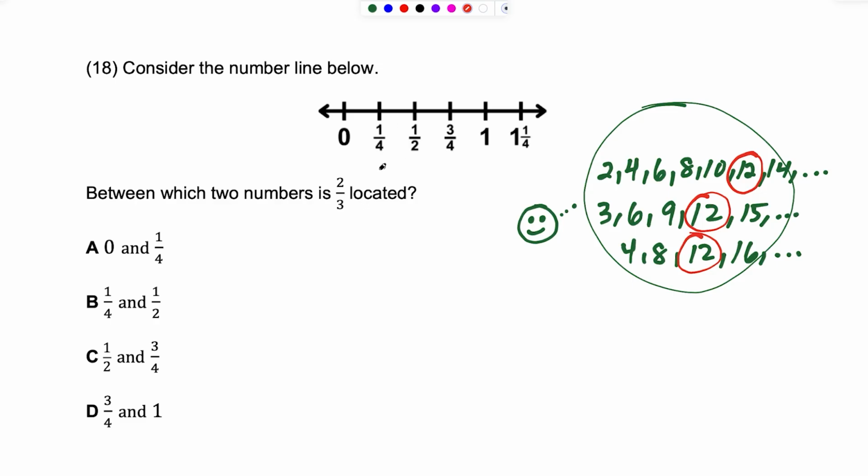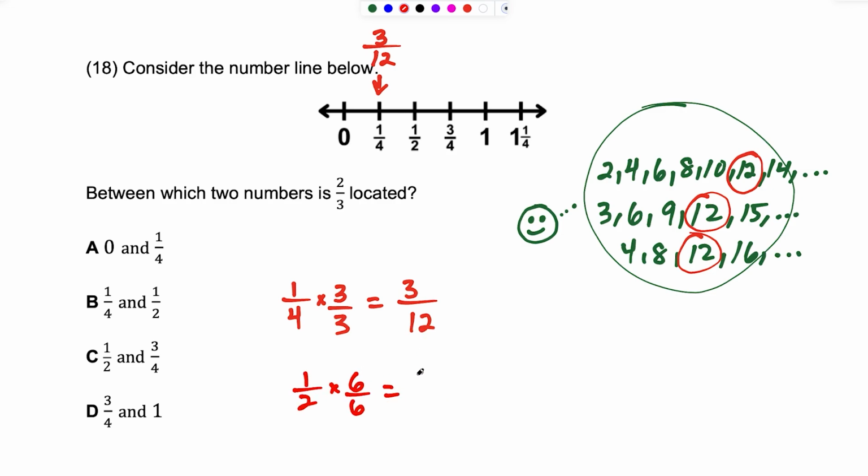So when I look at this, I could say, all right, 1/4, I go times 3/3, and that'll turn this fraction 1/4 into an equivalent fraction of 1 times 3 is 3 over 4 times 3 is 12. So I could also call this number over here 3/12. And now I just repeat this process. So for 1/2, I convert this fraction into a denominator of 12, and I go times 6 on top and bottom, and that gives us 6/12. Okay, so we have 3/12, then we have 6/12.